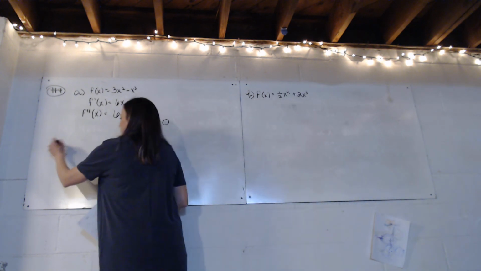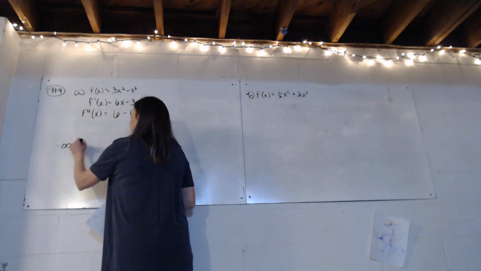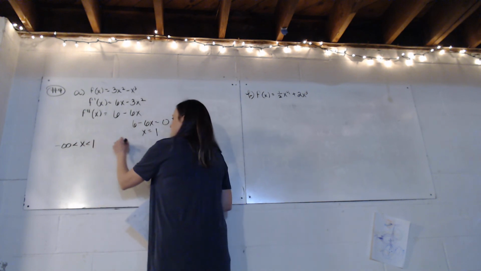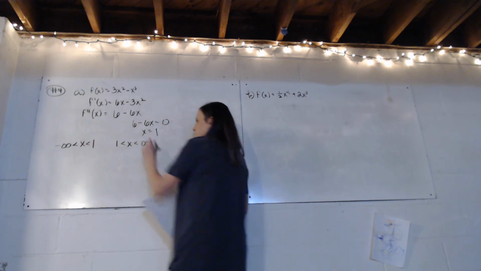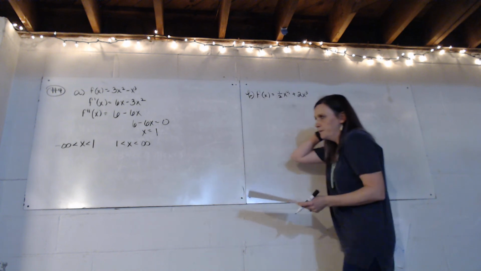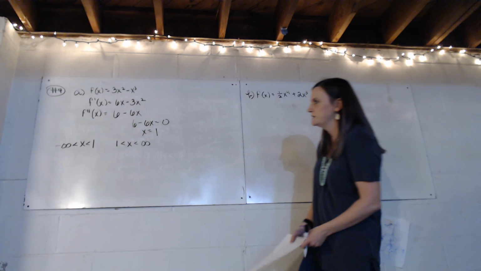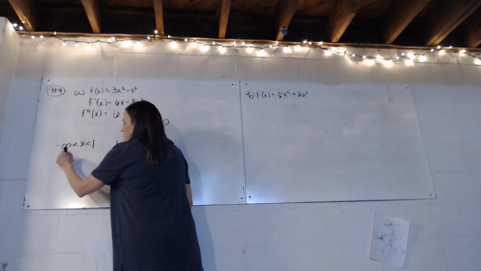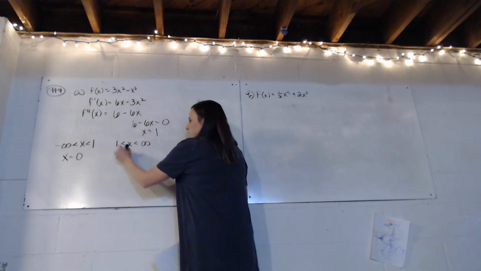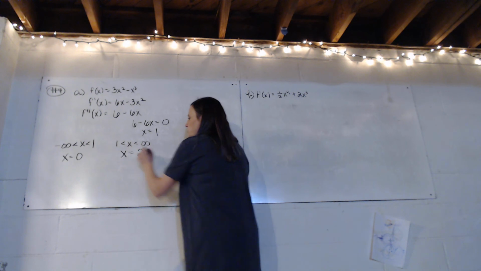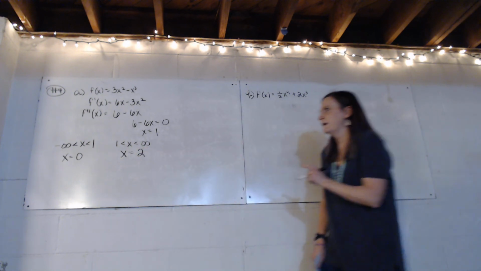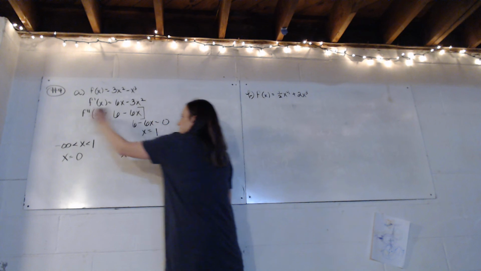So I'm going to go negative infinity is less than x is less than 1. 1 is less than x is less than infinity. And that's it. So you choose a test value in each interval. Here I would choose a test value of 0, and here I'll choose a test value of 2. And you plug that value into your second derivative.